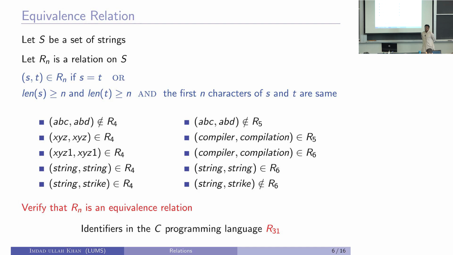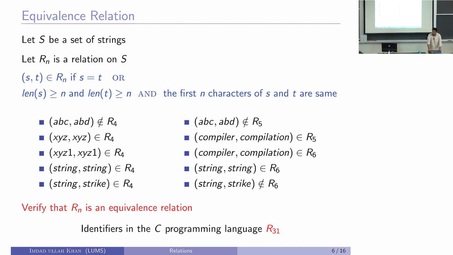Okay. How about this? Is ABC, ABD in R5? Yes. XYZ, because they are equal. It says if they are equal, then they are related. If they are not equal, then we may do something more. We need another check. That's why string and strike are in R4, because they are not equal, but the first 4 characters are equal. Right. If they are equal, they are there in any Rn. I don't need to look at the length.